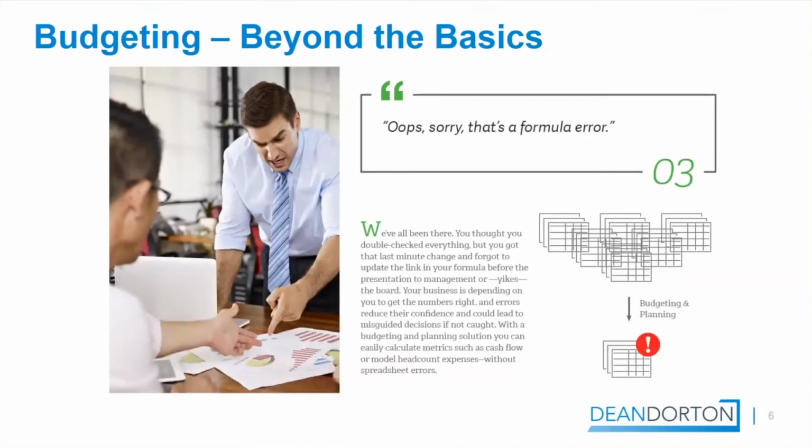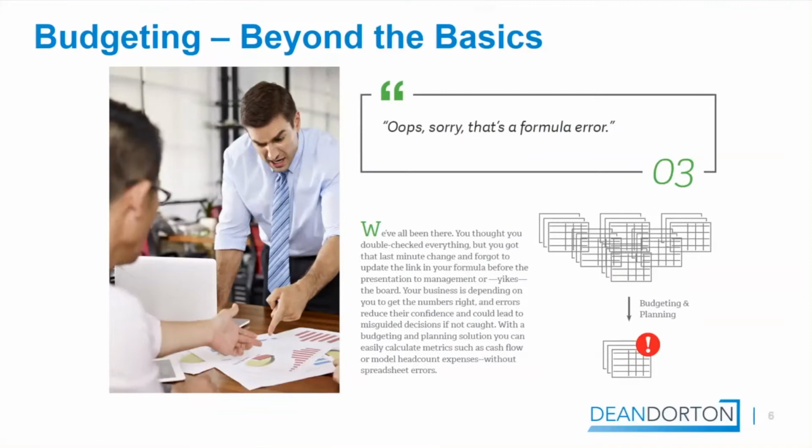This one, formula error. So one of the inherent risks of doing anything in Excel is formula errors, and that certainly applies to budgets. So maybe there's a formula you forgot to update, and now the report that you're showing to management or people who are reviewing and approving that budget is wrong because you forgot to include cell A4 in your formula, and that holds a critical number for your budget.